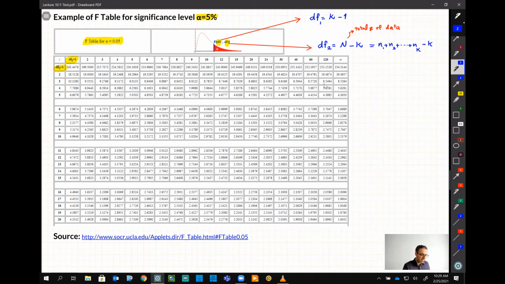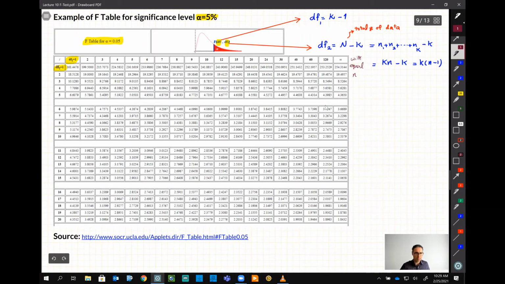Obviously, if n is equal, like all the groups have the same n, then it's going to be kn minus k. So if in a textbook you saw a formula like that, don't get confused. It's because of the case of all groups having equal n. Like in the example of 3D printers, we have the same number of data in all the groups.